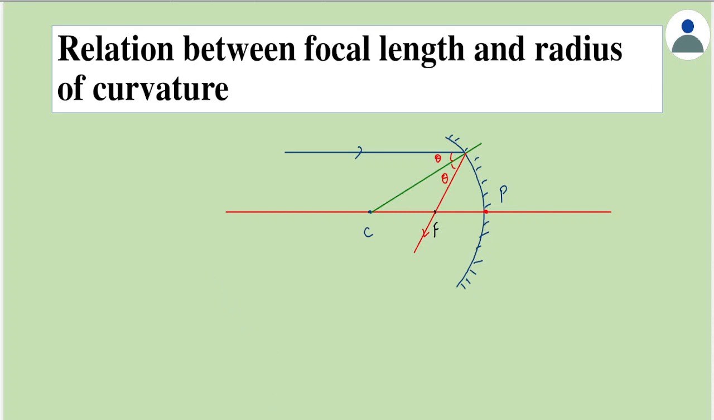Now we will make a small construction. Let this point be point M. From point M, we'll drop a perpendicular onto the principal axis and let this point be N. By sign convention, we know that PF is minus f, and then PC would be minus R. By sign convention, the light is going from left to right and we are moving from right to left. So these would be negative.